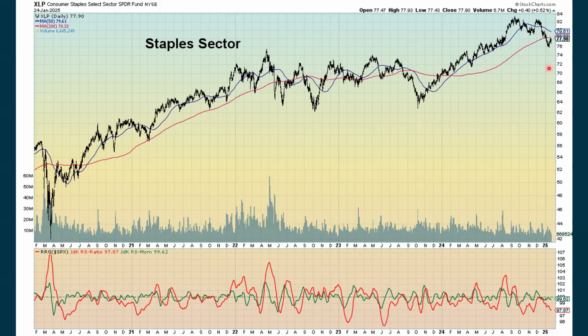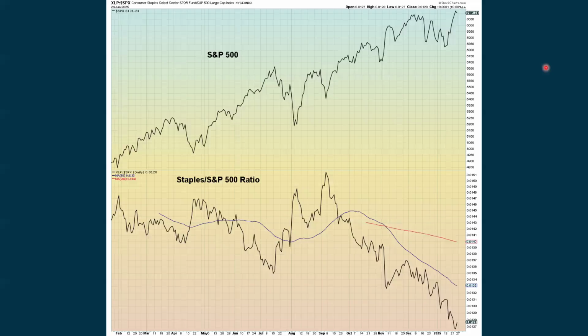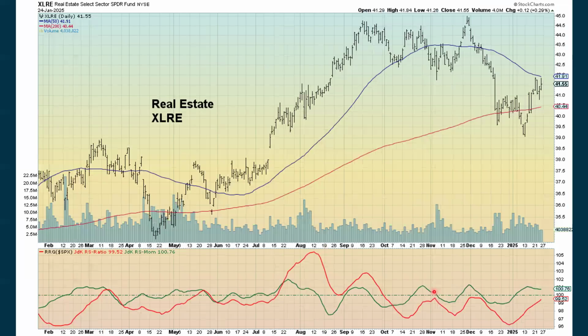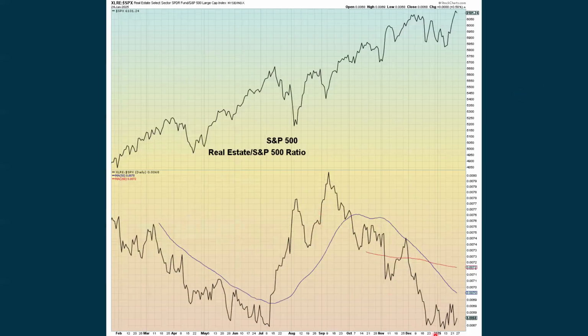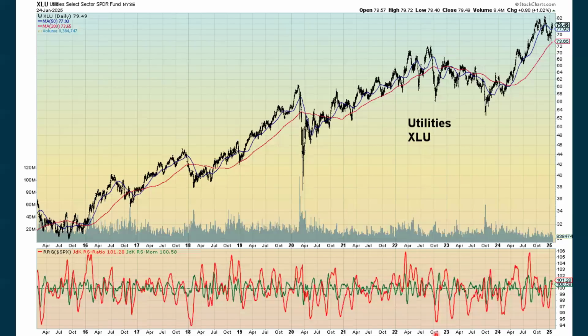But we don't want these to fall apart either because these are still calculated in the indexes and they're still underperforming when we look at a ratio between staples and the S&P. Real estate, which doesn't like interest rates going up, that's why we were coming down here. We're starting to bounce back up. It's still under its 50-day moving average and continuing to underperform the S&P on a ratio basis.